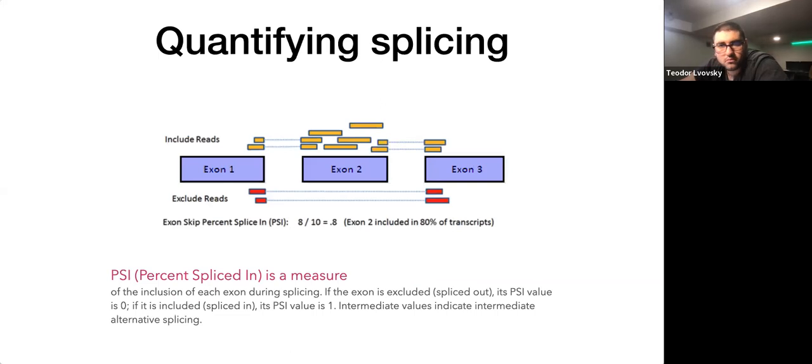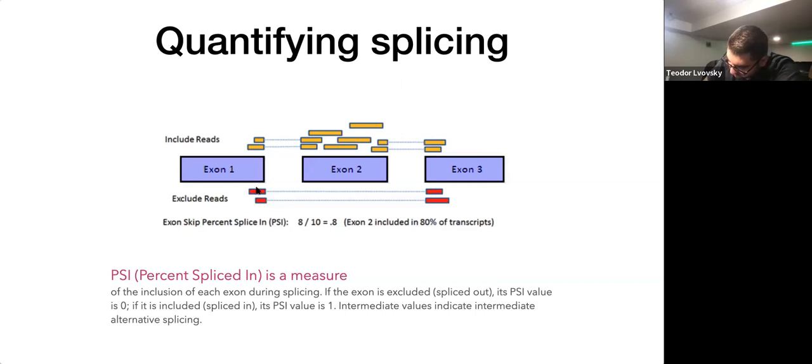So one difficulty as well is quantifying splicing, and that's adding some difficulties. The score that people use is PSI, percent spliced in. It is a measure of the inclusion of each exon during splicing. If the exon is excluded, spliced out, its PSI value is 0. If it's included, spliced in, its PSI value is 1. Intermediate values indicate intermediate alternative splicing.